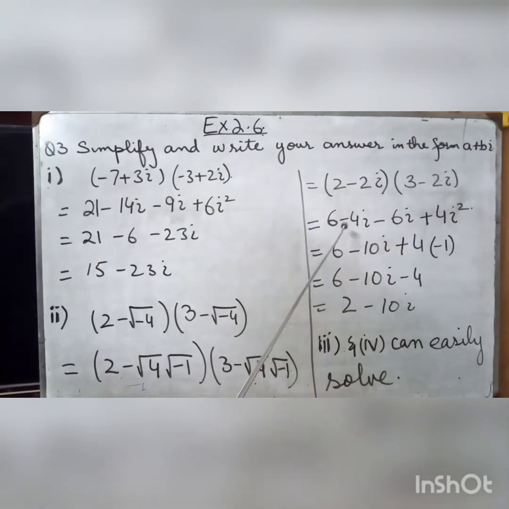After expanding this expression, we have 6 minus 4 iota minus 6 iota plus 4 iota square. Solving this, 6 minus 10 iota plus 4 iota square, and iota square is equal to minus 1. 6 minus 10 iota minus 4. After simplification, 2 minus 10 iota, which is the answer. Part 3 and 4 can easily be solved.